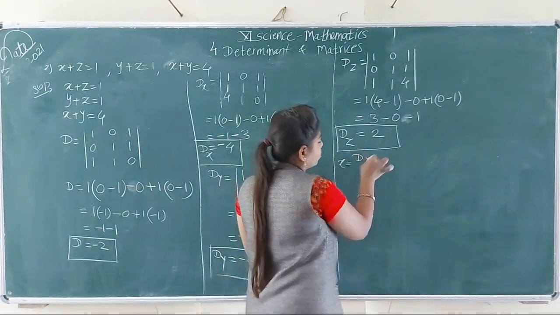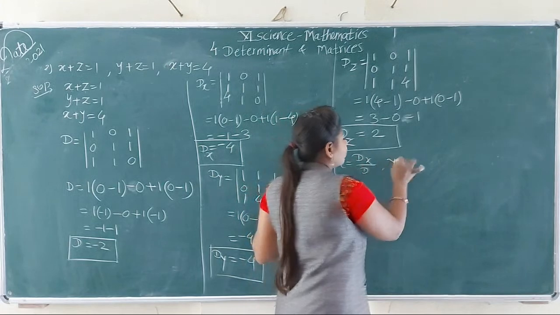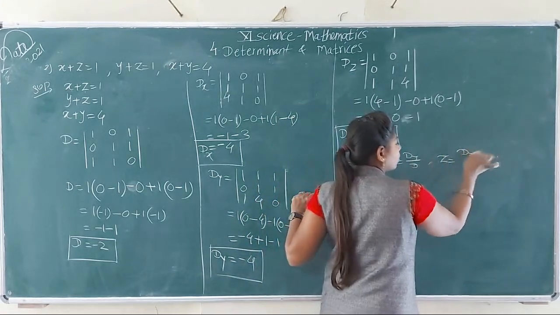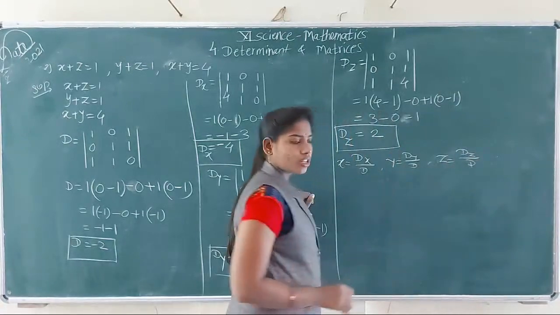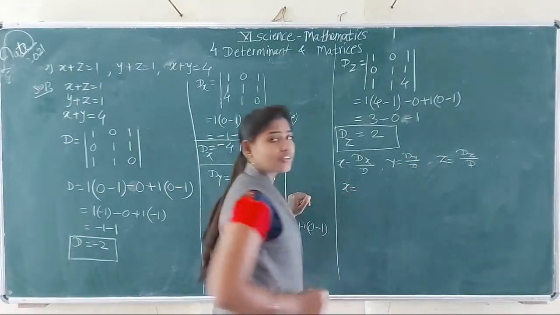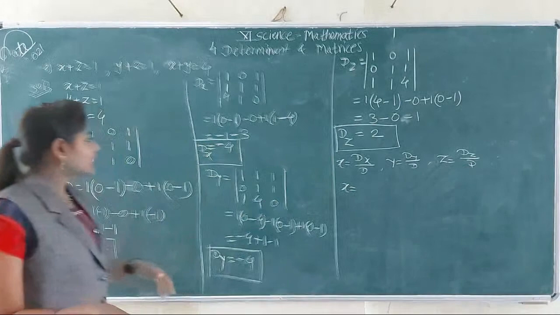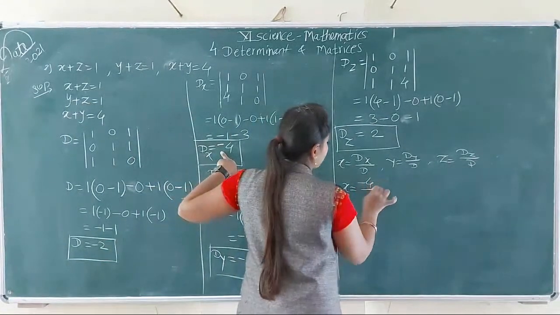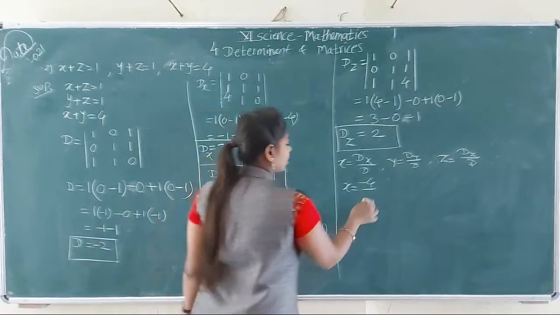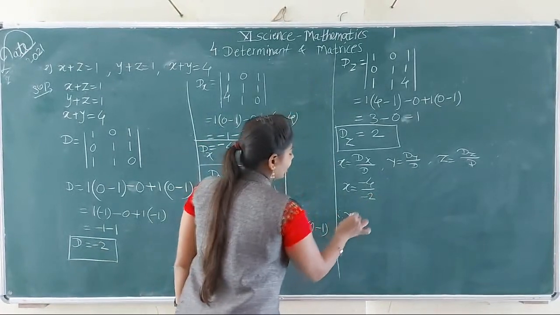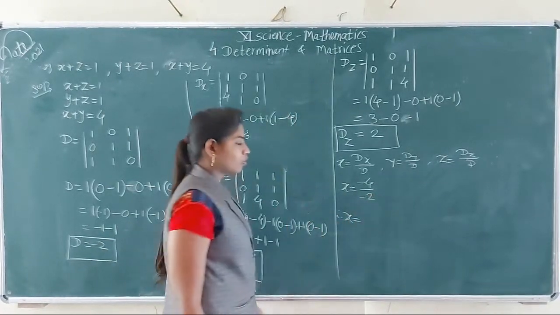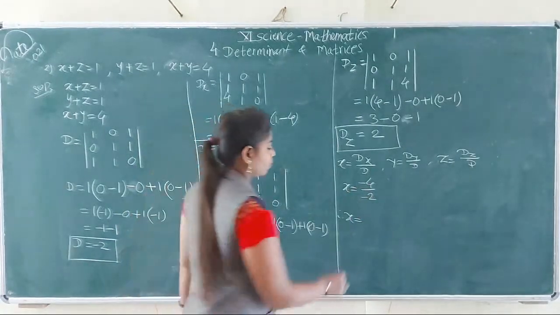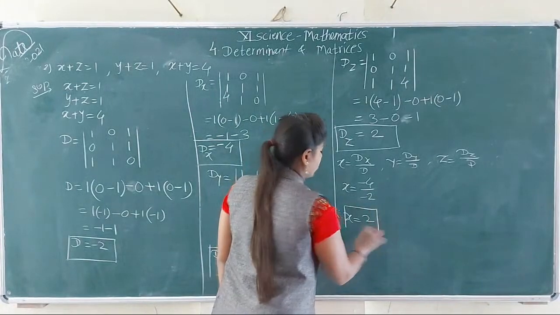Therefore, x is equals to dx upon d, y is equals to dy upon d, and z is equals to dz upon d. So x is equals to, what is the value of x? x is dx upon d. Dx is minus 4, and d is minus 2. Therefore, x is equals to minus 4 upon minus 2, minus minus becomes plus, and 2 to the 4. So the value of x is 2.